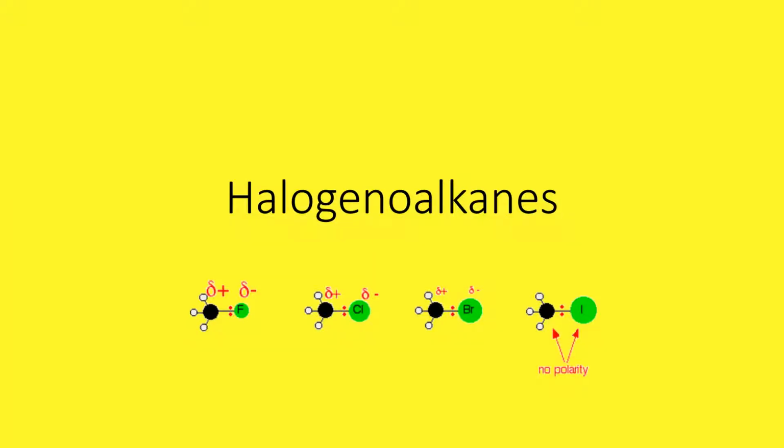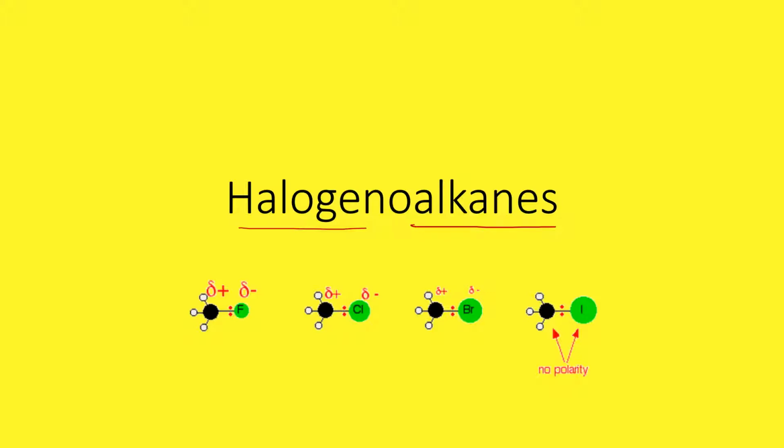Hello and welcome to this lesson on halogenoalkanes. The first thing we'll do is define what a halogenoalkane is. As the name suggests, we've got a combination of an alkane with a halogen. Alkanes, you remember, are just carbon and hydrogen with single bonds, and halogens are the group 7 elements.